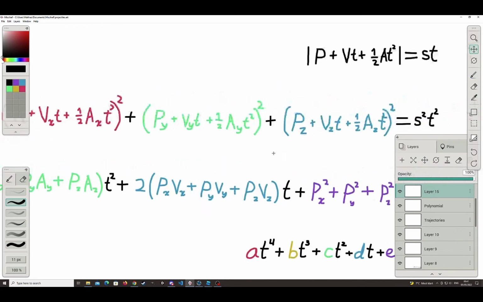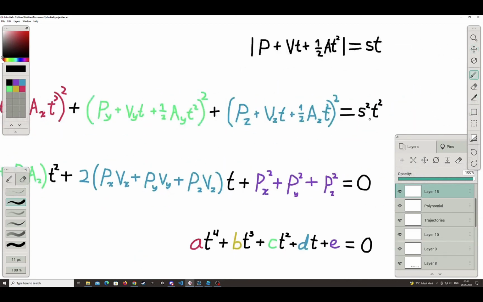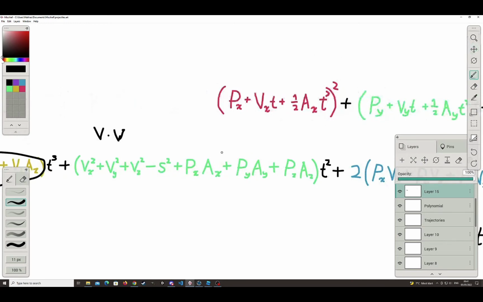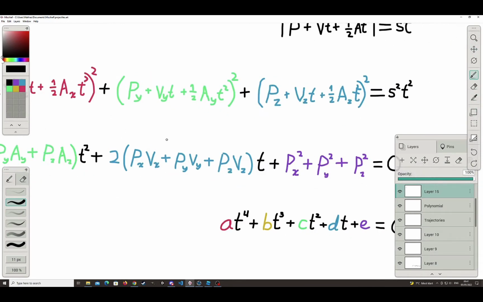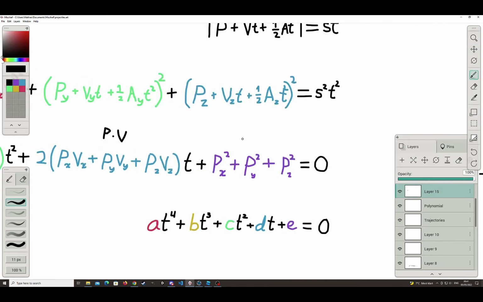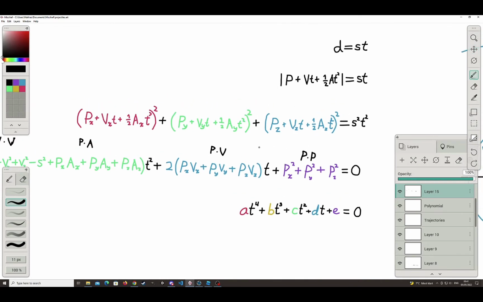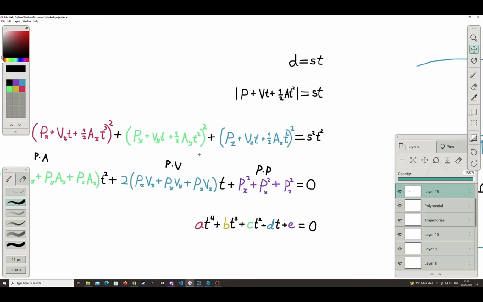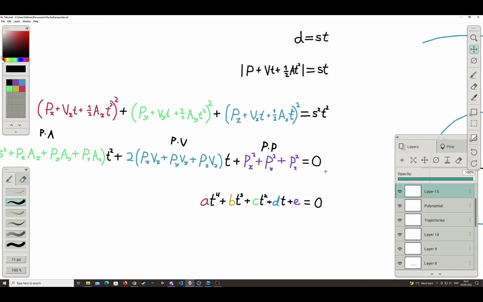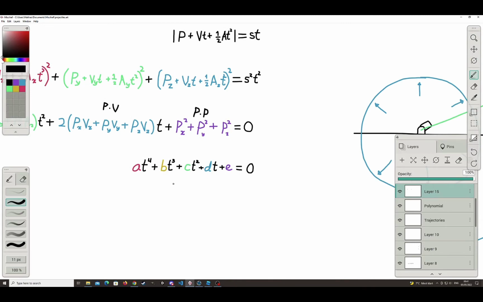And this S term comes from this S here, which I subtracted from both sides. And here's P dot A, right, this bit. And P dot V. So it all comes down to dot product. So it's very easy to calculate these values. And once we have all those, we just need to solve for t. So this comes down to a root finding problem with a 4th degree polynomial.